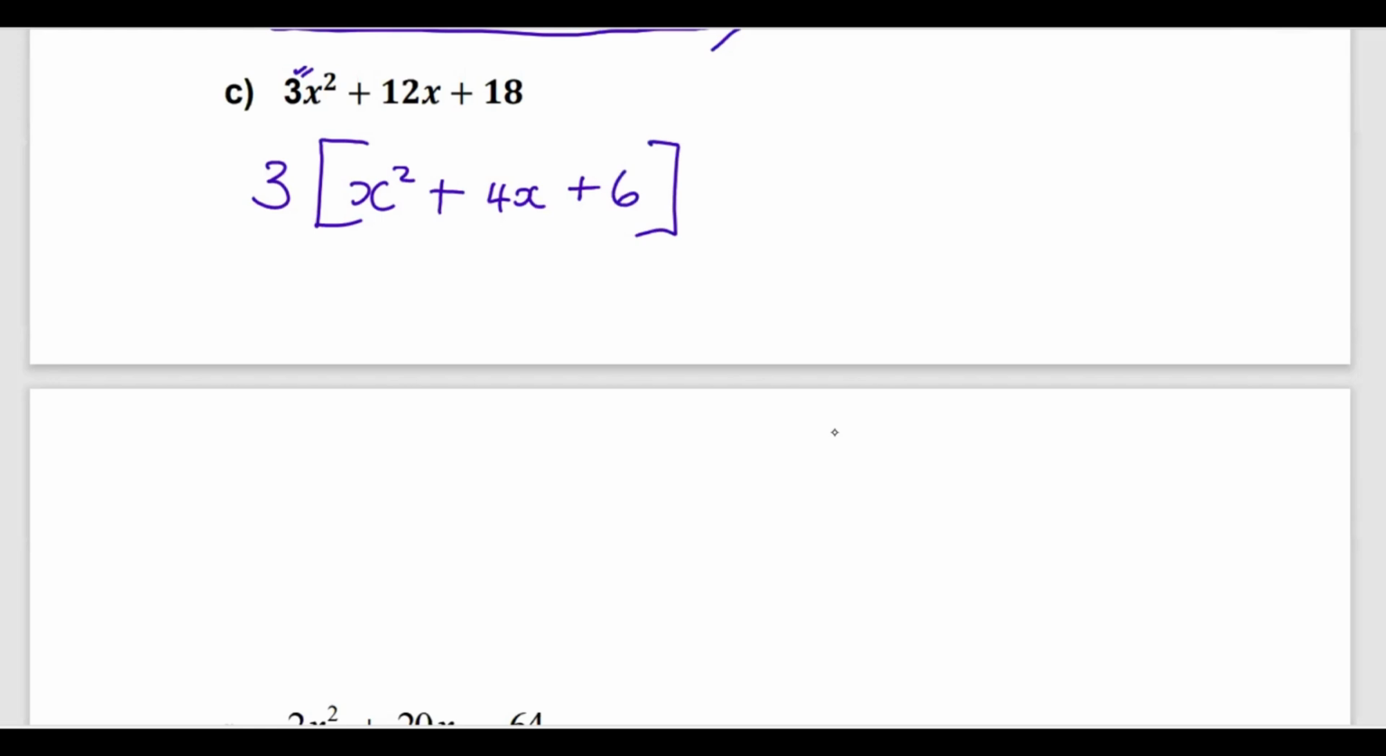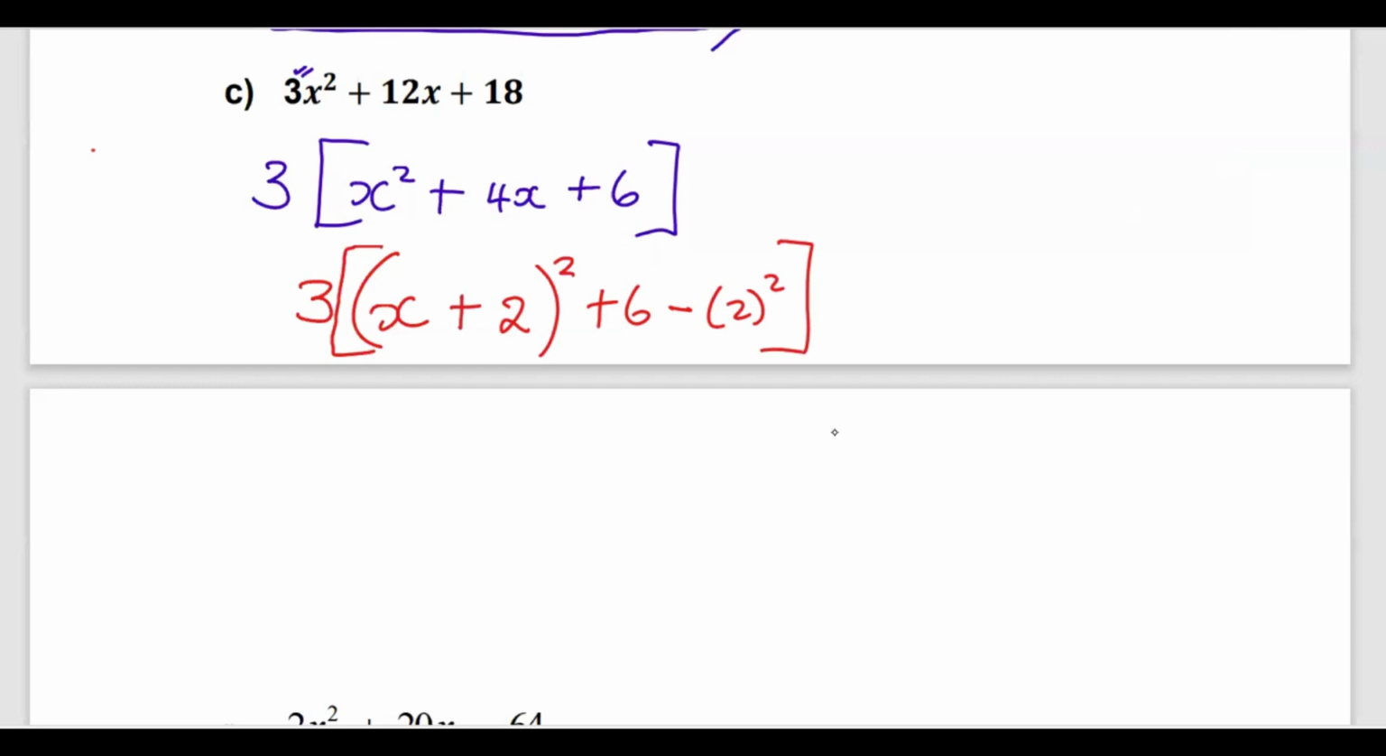Okay. Then let me just switch that. I'll have a 3, and then I'll have the square brackets. Okay. So x, then a half of 4 is going to be a 2. And then I'll maintain the sign, and then I'll square that. Why did I put this bracket? Okay. Then I'll have my 6 minus the 2 squared. I'll close the square bracket.